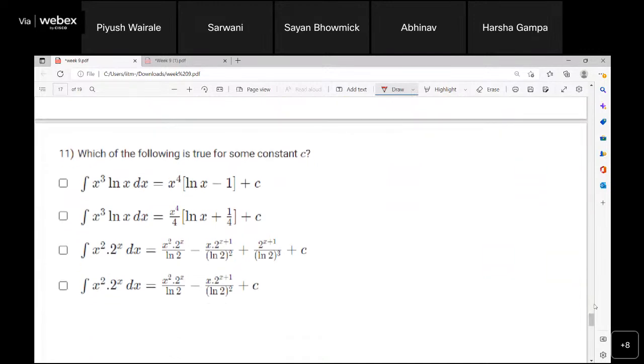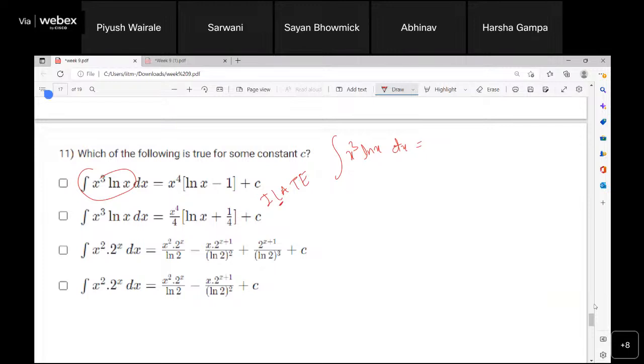Now there is this activity question. There are two functions. Try to solve this, ln of x, same thing, dx. Which one is the first function and which one is the second function? You should tell me and try to find out. First function will be ln x.